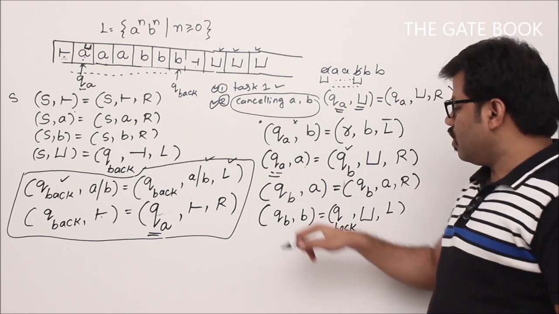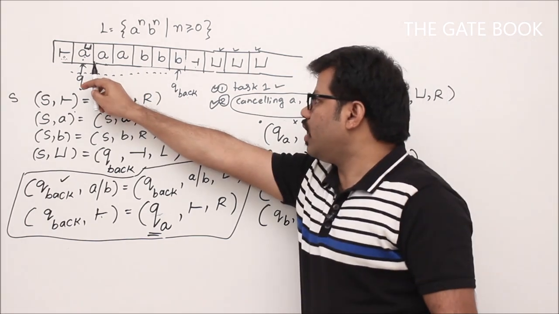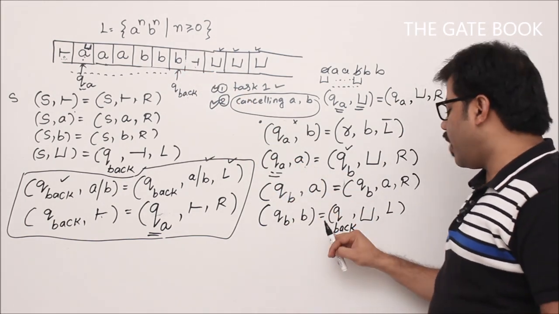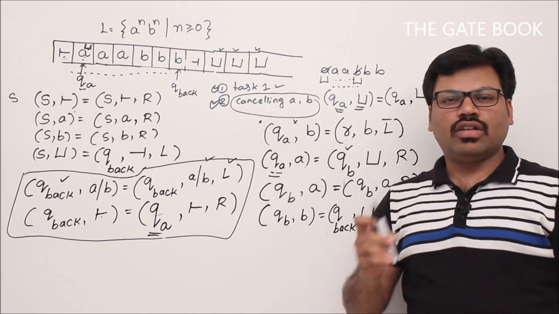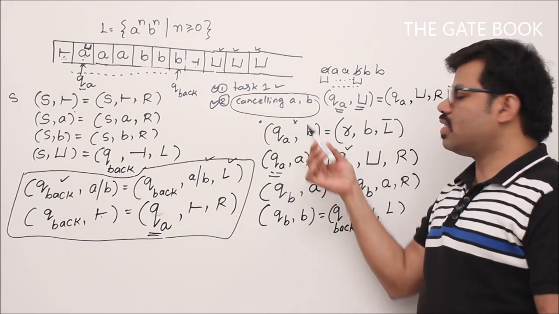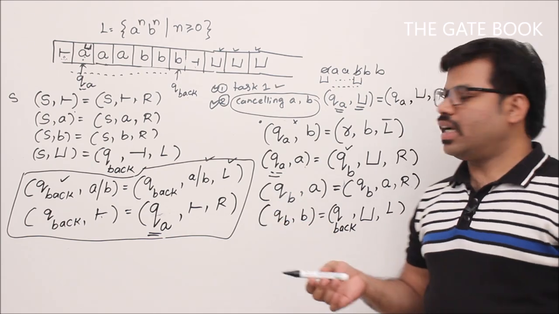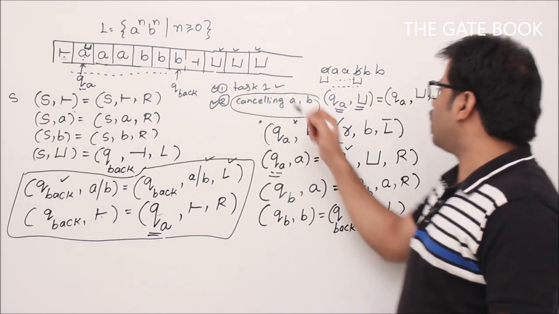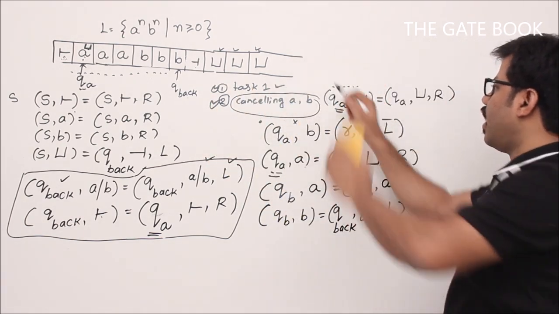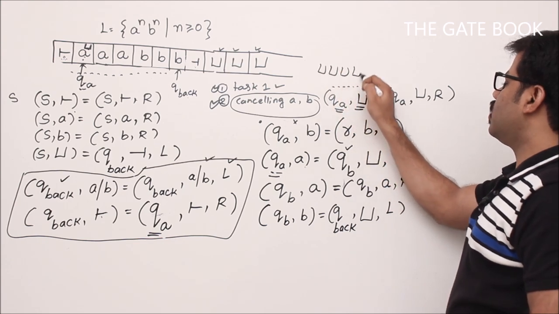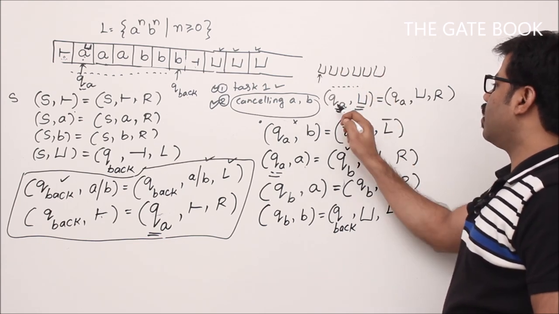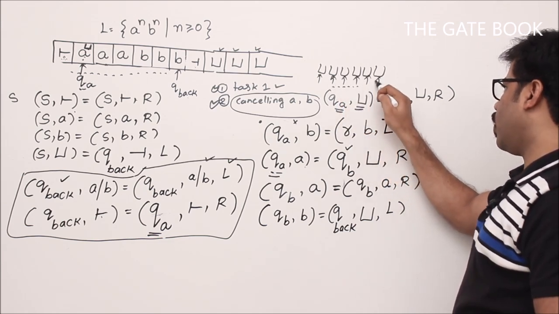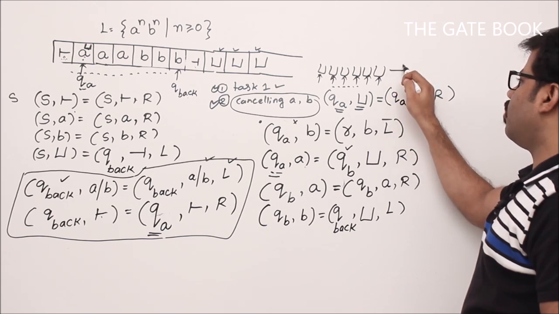Now you see QA eventually will try to cancel. My question is, let's say you gave control to QBack, QBack gave control to QA, then QA is searching for A, but what if it doesn't get anything? No problem. Eventually QA will see what? For example, let's say all the A's are cancelled and replaced by blank symbols. If this is the situation, what happens? QA and blank go right, QA and blank go right, and so on. Suddenly QA will see the right end marker.